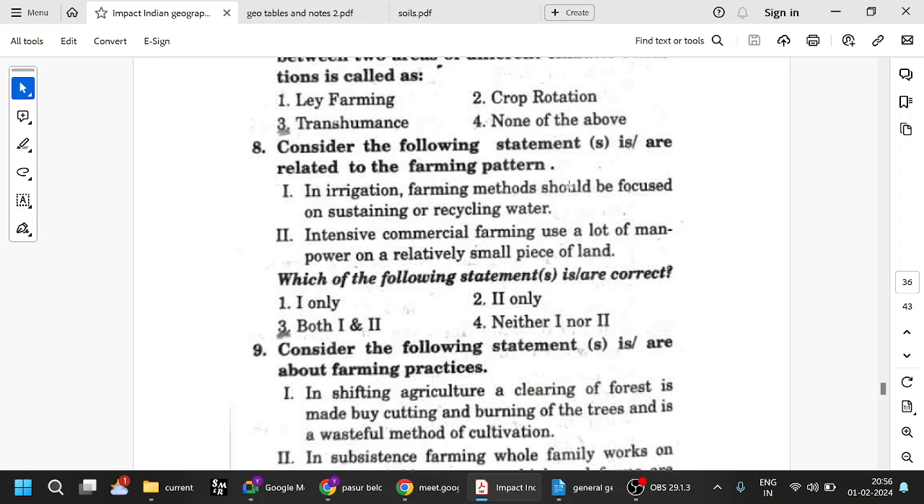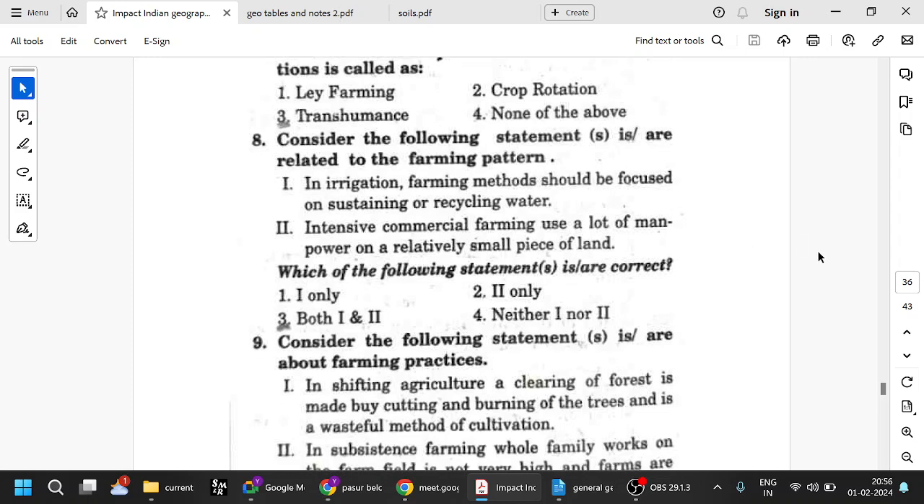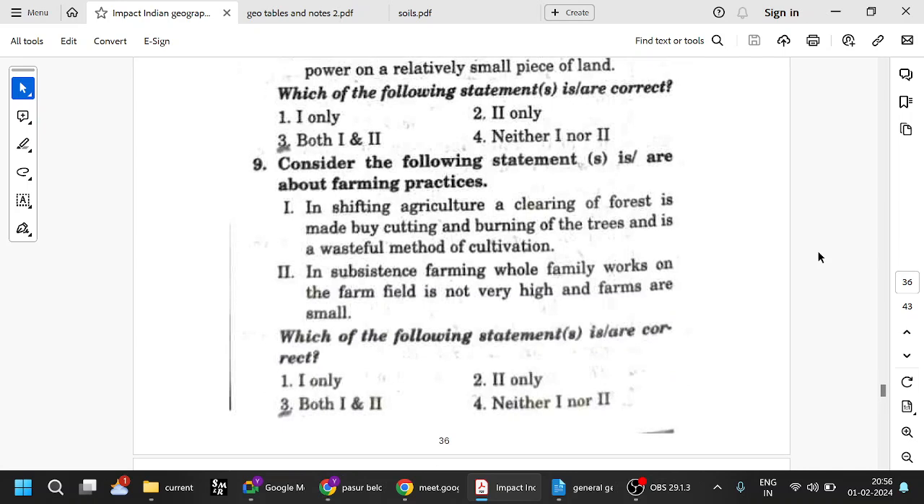In irrigation, farming methods should be focused on sustaining or recycling water, which is definitely true. Intensive commercial farming uses a lot of manpower on a relatively small piece of land. So that is also correct, intensive commercial, small piece of land. With common sense, you can say both 1 and 2. So consider the following statements about farming.